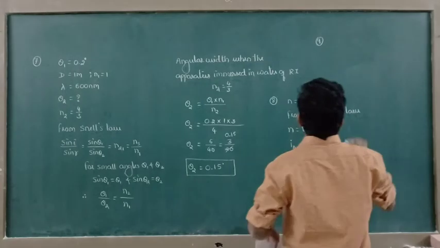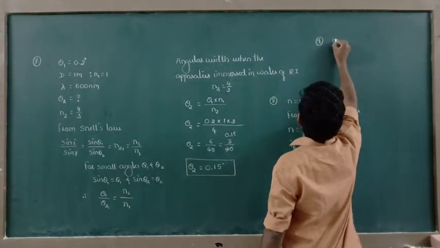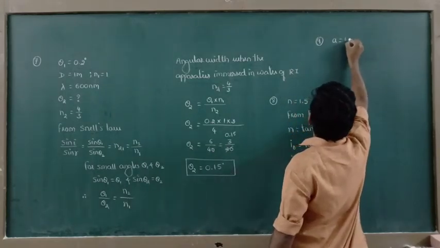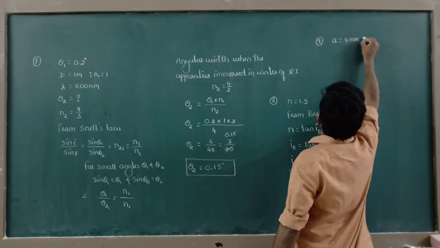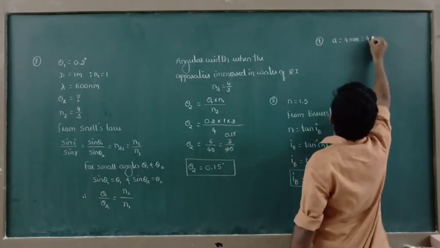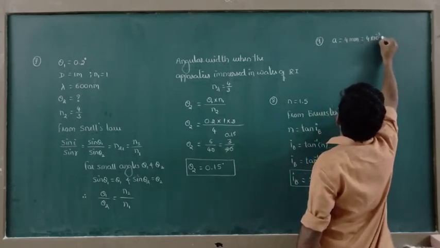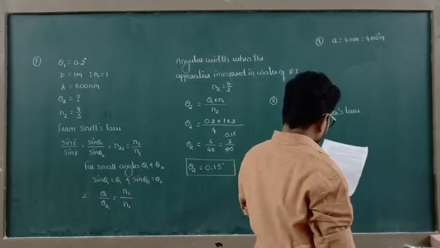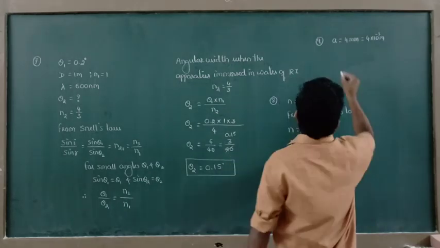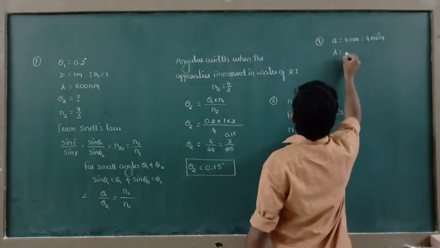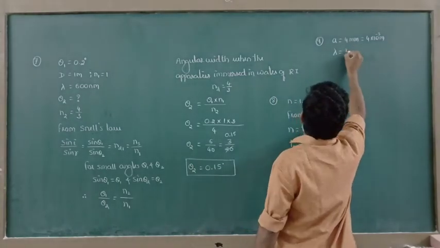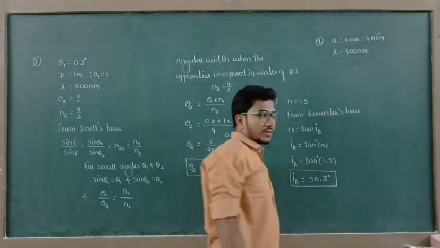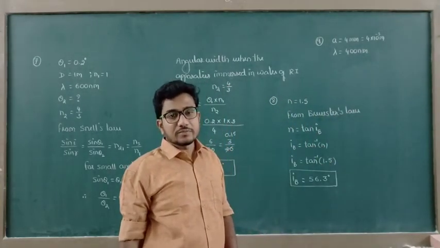for an aperture, that is a is equal to width of the slit, a is equal to 4 millimeter, that is 4 into 10 to the power minus 3 meter, width of the slit, and wavelength of light lambda is equal to 400 nanometer, that is equal to 400 into 10 to the power minus 9 meter.